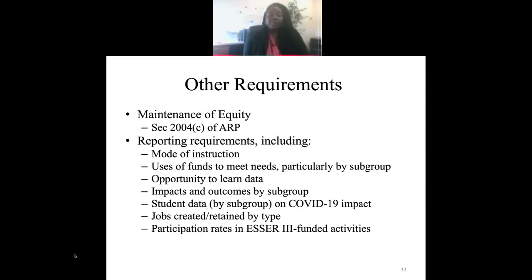We'll talk more about these as we go forward, but just know there are a number of assurances and unknowns at this time about exactly how and what the U.S. Department of Education will require states to use.